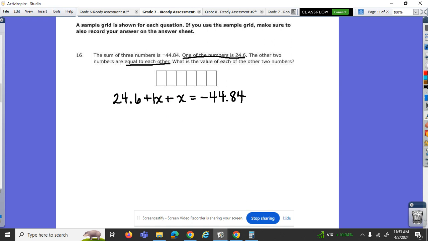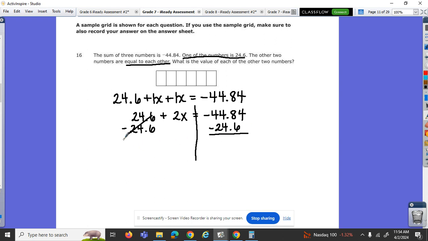We've got a 1 and a 1, right? CLT, combine like terms. So 24.6 plus 2x equals negative 44.84. And now we'll do our inverse operations. So minus 24.6 on each side, that's our constant.